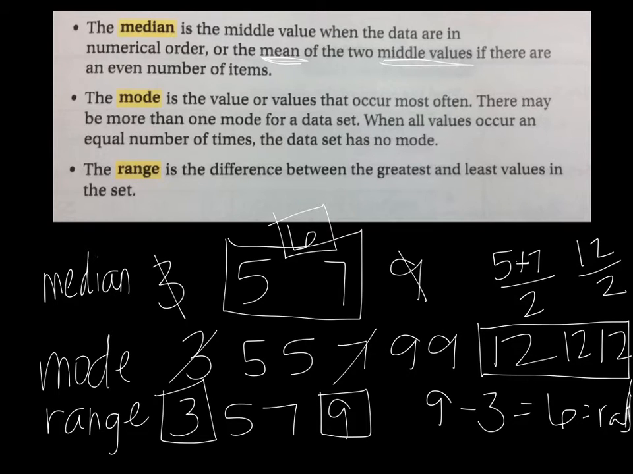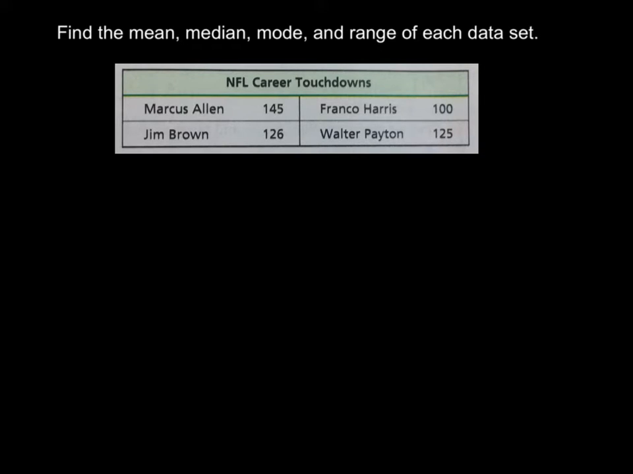Let's try one more problem here. In this one, we're actually going to find mean, median, mode, and range. So first, let's find our mean, which is adding them up, dividing by the number of items, 4 in this case. I know this takes up a lot of space, so I'm going to try to write really small. 145 plus 126 plus 100 plus 125.